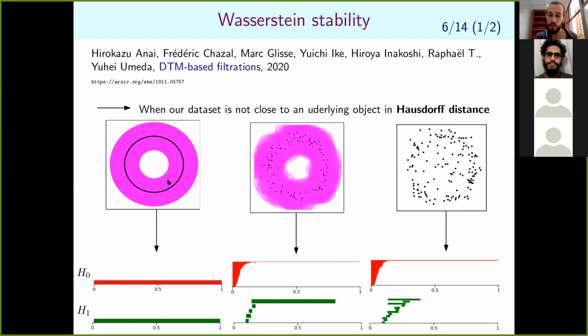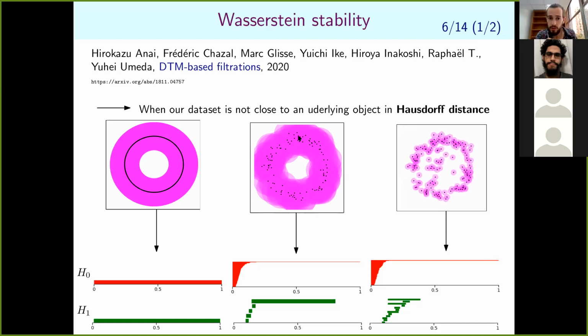But in some applications, your data set is not close to the underlying object in Hausdorff distance. In some cases, you have anomalous points. You have outliers, right? And only one outlier, only one anomalous point, makes the Hausdorff distance very large. And the stability fails. So in this case, for example, as you can see in the thickenings, we do not see a circle. And even in this persistence diagram, it's not clear that we have a first homology of dimension one.